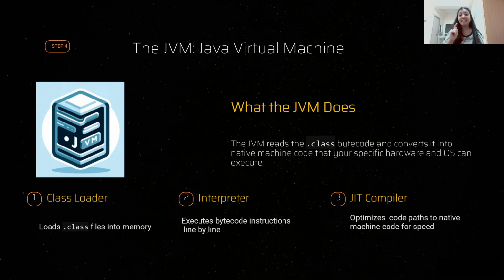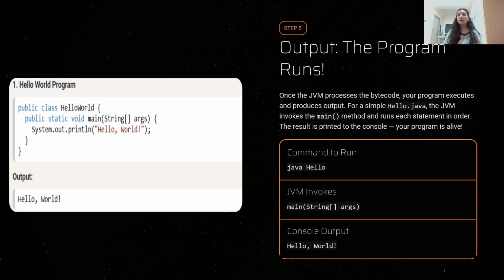Now we have the JIT compiler. What is JIT? JIT is the just-in-time compiler. Now this compiler optimizes code parts to native machine code for speed. So finally, with the help of all these processes, we get the native machine code. Now, what's the output? We've done all the work. We, in the sense, the computer, the machine, the CPU has done all that work, and finally the program runs.